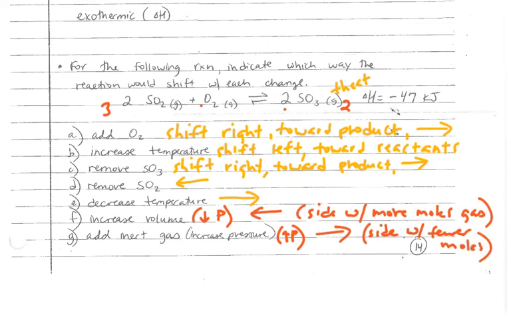Okay, and that's all the different ways that Le Chatelier's principle can be applied: changing temperature, changing the concentration of product or reactant, or changing the volume or pressure with a gaseous equation. And that's the end of chapter 15.